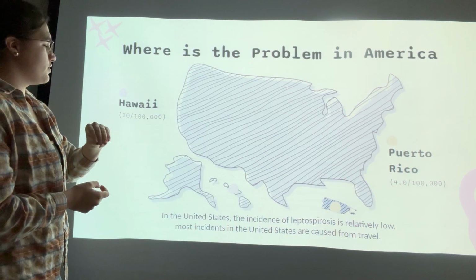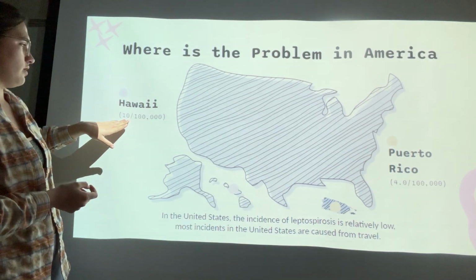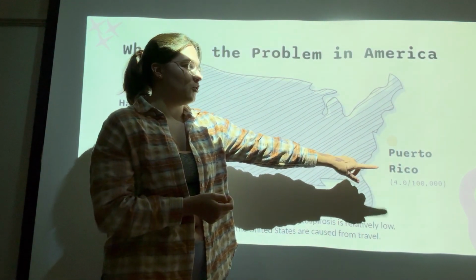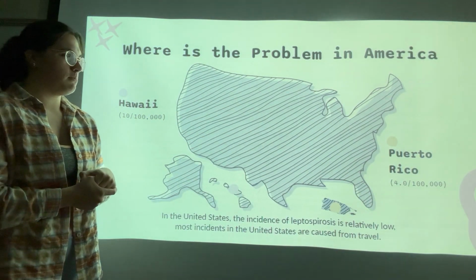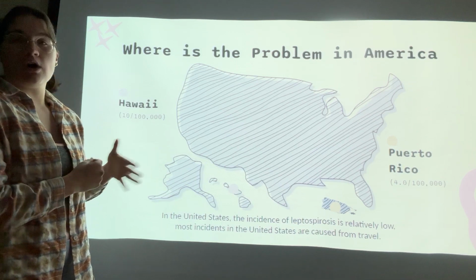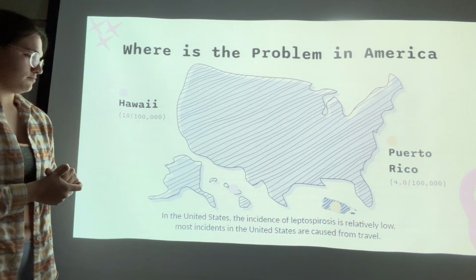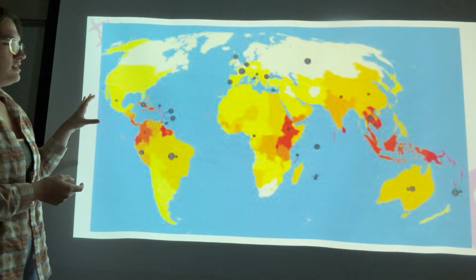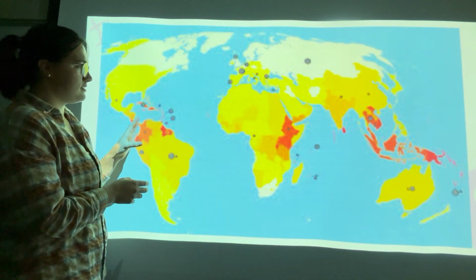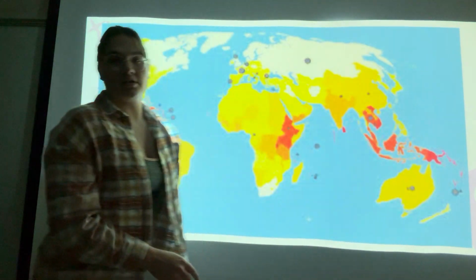So predominantly in America, we see these problems in Hawaii, which is cases of 10 per 100,000, and Puerto Rico, which we get 4 per 100,000. And something you might notice about all these places we've discussed is a lot of them are tropical, where you'll find water, and we'll talk about why that is later. This is just a heat map showing kind of where those places are and the most prevalent rates. And we see a lot of them along where there's a lot of water.